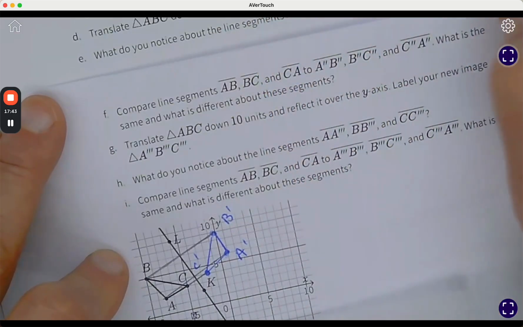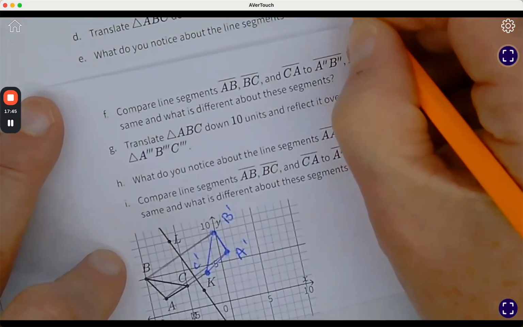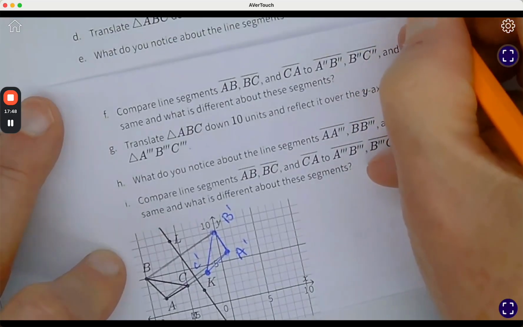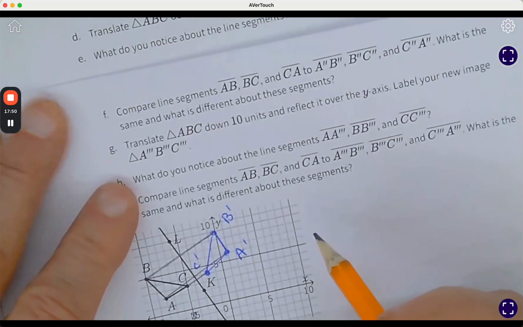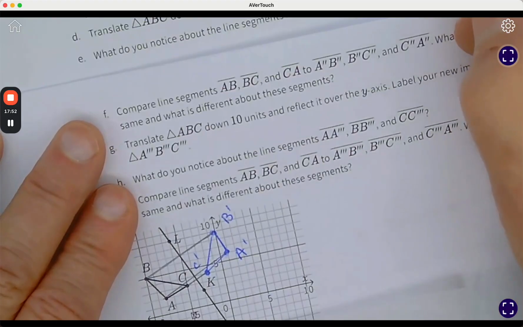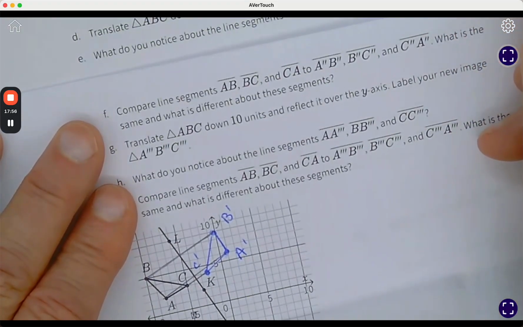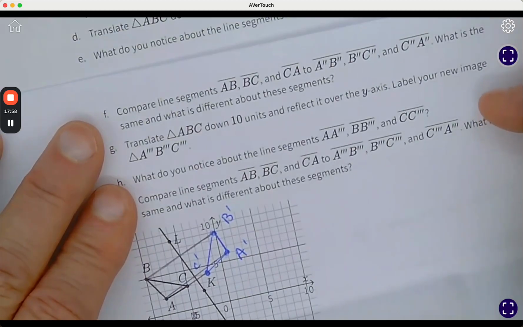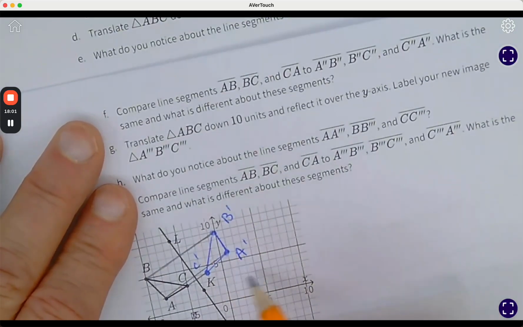Okay, the same is they're the same length. What's different is their orientation. That means they're pointing different directions, right? This is pointing this way, this is pointing this way. So the orientation is different.